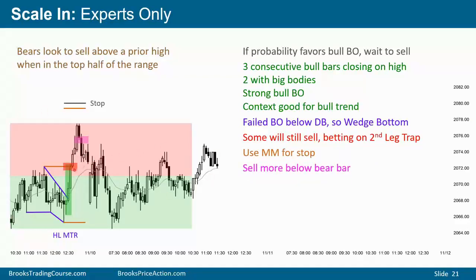A good way to scale in a situation like this is wait for a bear bar closing on or near its low, and then sell more on a stop just below its low, and then plan on getting out break even at the first entry price, and then with a profit on your higher entry price. This is the end of the session, did not get down to your first entry. It's reasonable to exit at the end of the session. You'd have a small loss here and a bigger profit here.